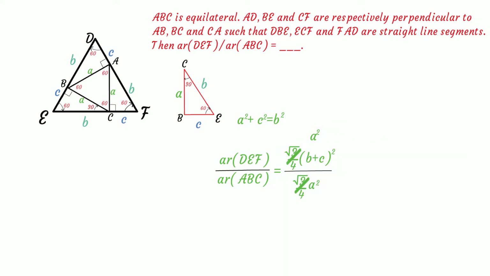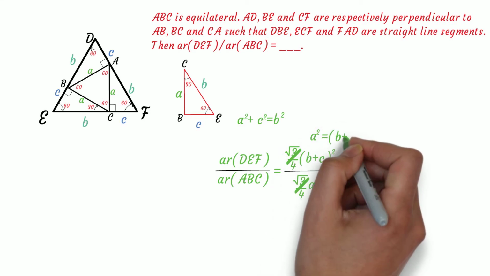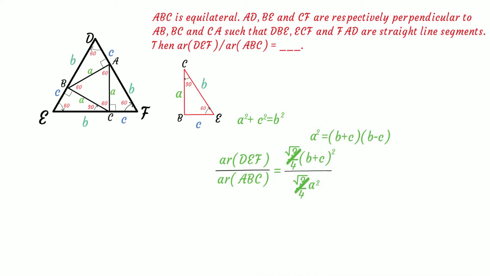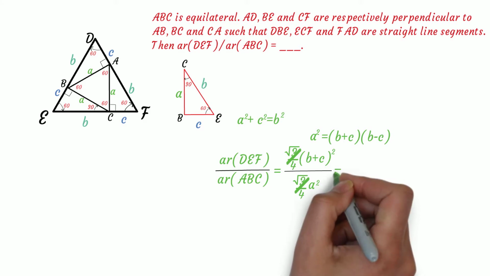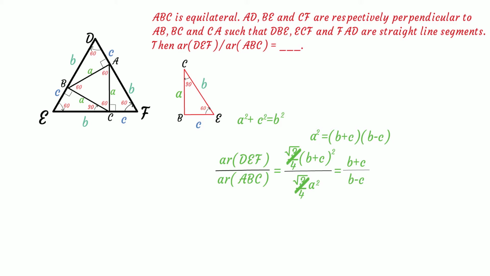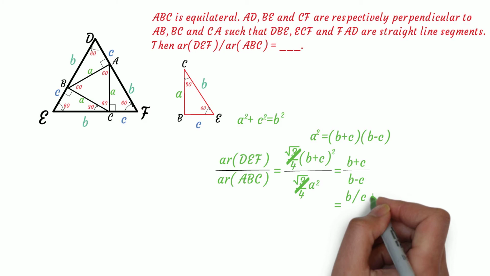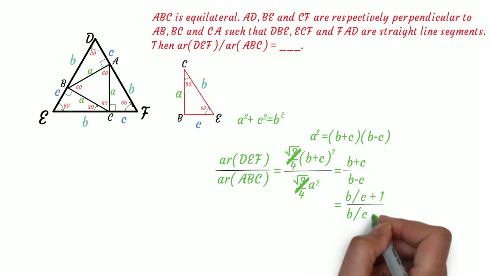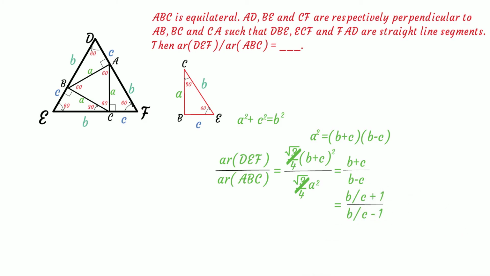From the Pythagoras theorem that we wrote, we could write A square as (B plus C) into (B minus C). Now substituting it here, our answer reduces to (B plus C) by (B minus C). Now, our job is to find (B by C plus 1) by (B by C minus 1). So basically, we are interested in the ratio of the lengths of the sides in the right triangle having angles as 90, 60 and 30.